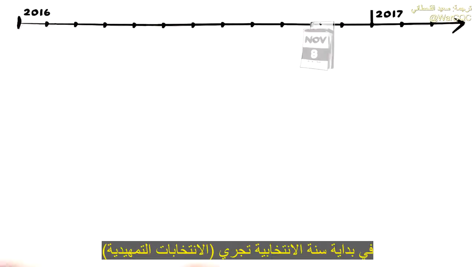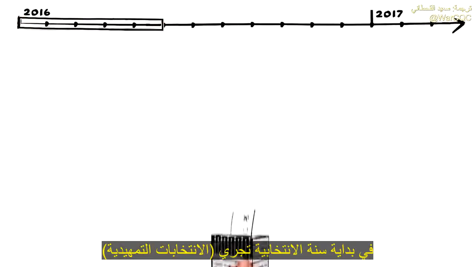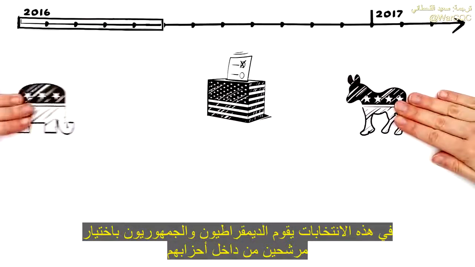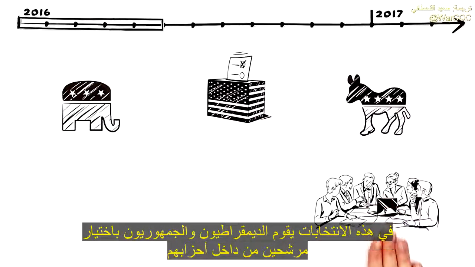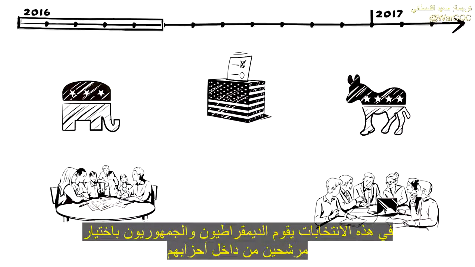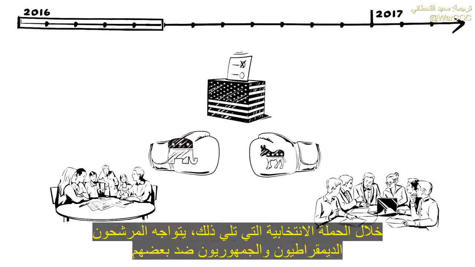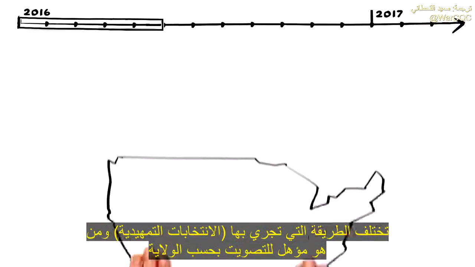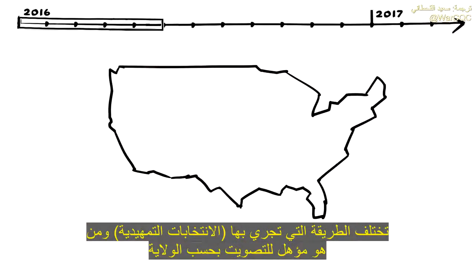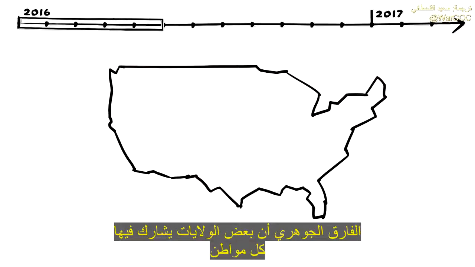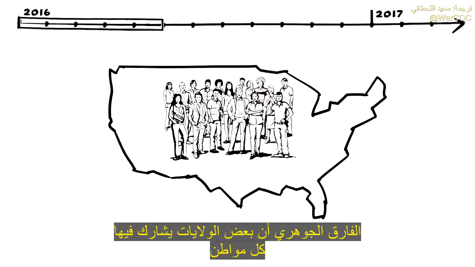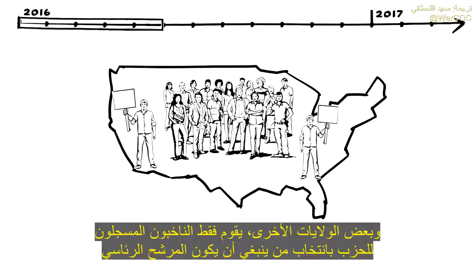At the beginning of an election year, the primaries take place. In these elections, the Democrats and Republicans first select a presidential candidate from within their parties. During the ensuing election campaign, the Democrat and Republican candidates then face off against each other. The way in which the primaries are run and who is eligible to vote vary by state. The fundamental difference is that in some states, every citizen, and in others, only registered voters of the respective party, are entitled to vote for who should be the presidential candidate.